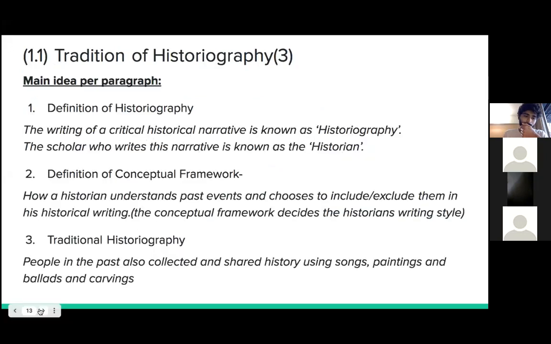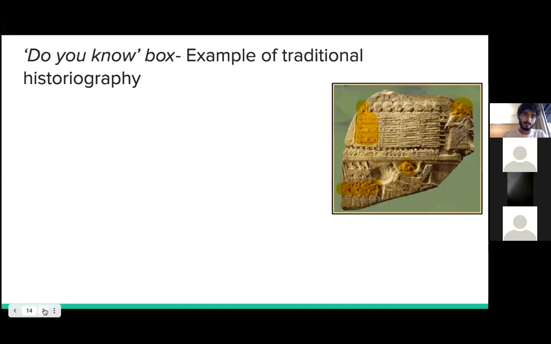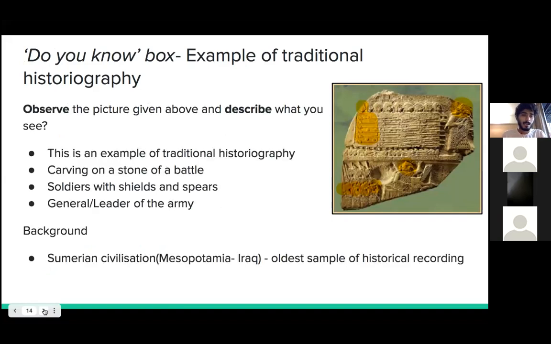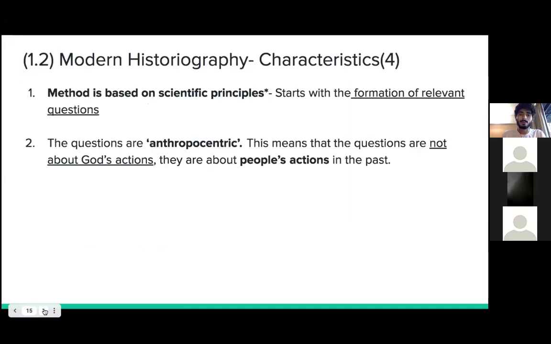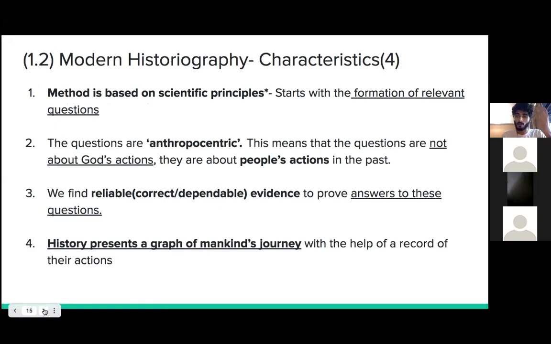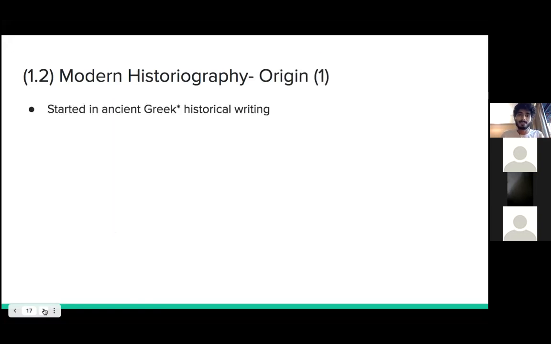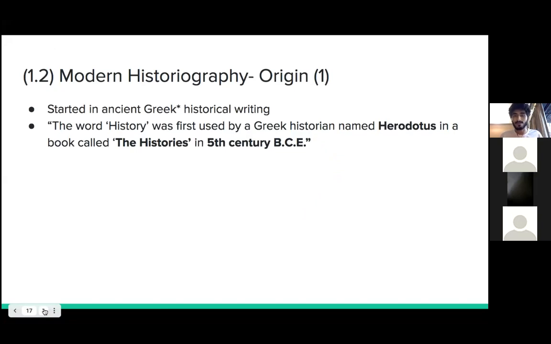I'm not doing this for time pass, okay? Yeah, I think my internet had a problem there for a minute. I'll repeat. I'm recapping. I'm not doing this for time pass. I'm doing this because you need to have this in your head. So for the tradition of historiography, there were 3 points: the definition, the conceptual framework, and what traditional historiography was. Then we did the do you know box. Then we did modern historiography, 4 characteristics. So 4 points over there. Plus we did the origin of modern historiography, which is an additional point.